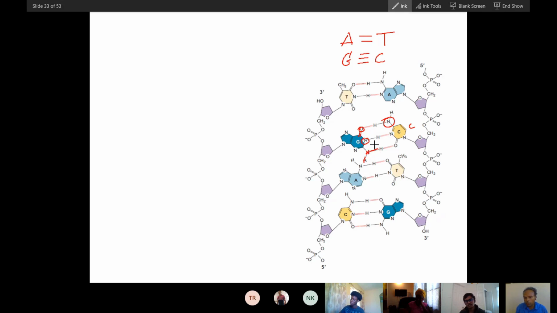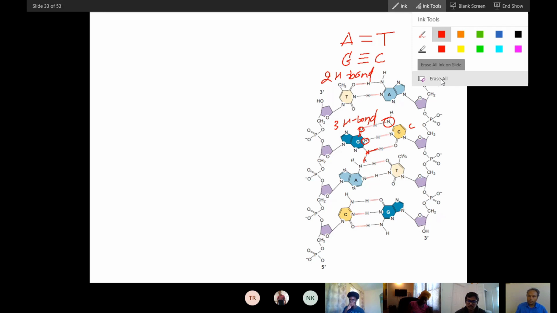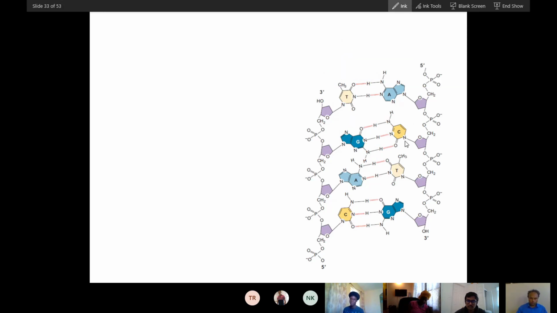Can you see 3 hydrogen bonds here? Can you see 2 hydrogen bonds here? So 2 hydrogen bond formation here and 3 hydrogen bond formation here. Because thymine and adenine make hydrogen bonds, and guanine and cytosine make hydrogen bonds, the hydrogen bond formation makes DNA double stranded.